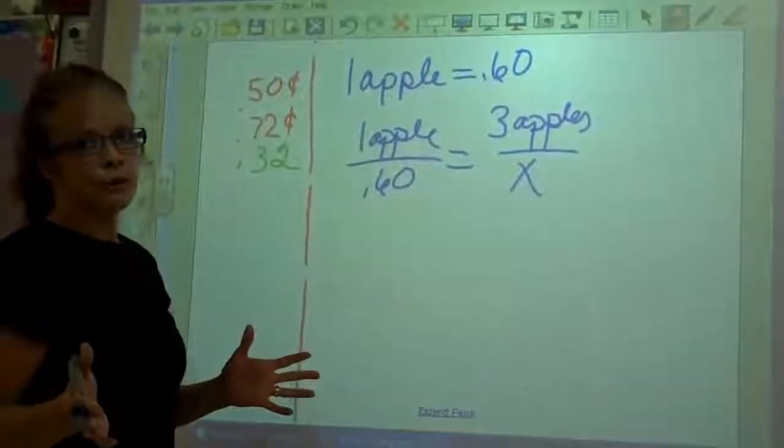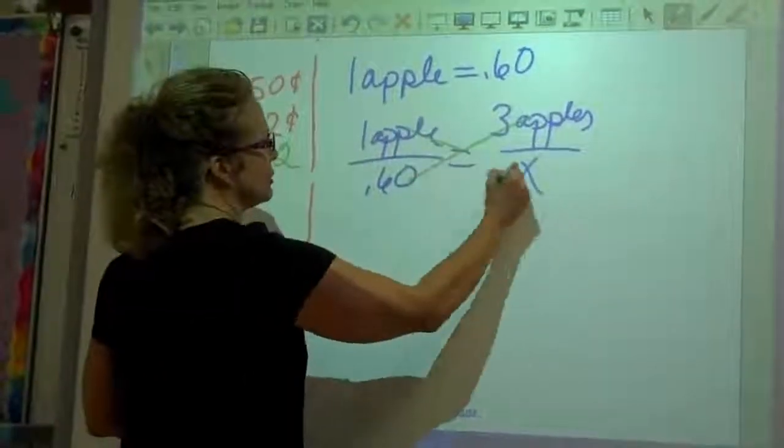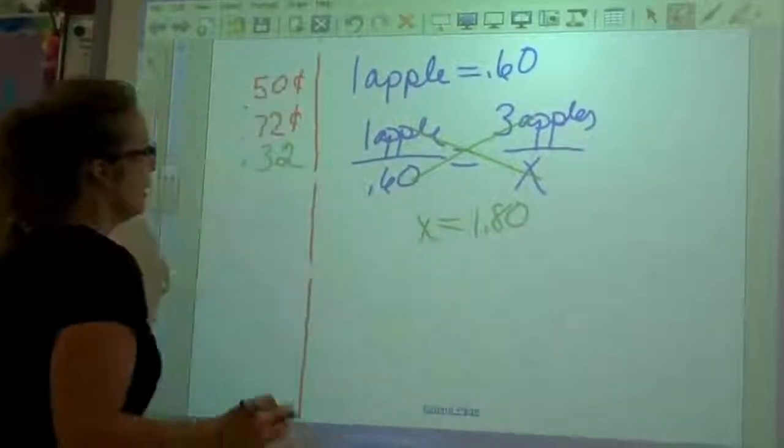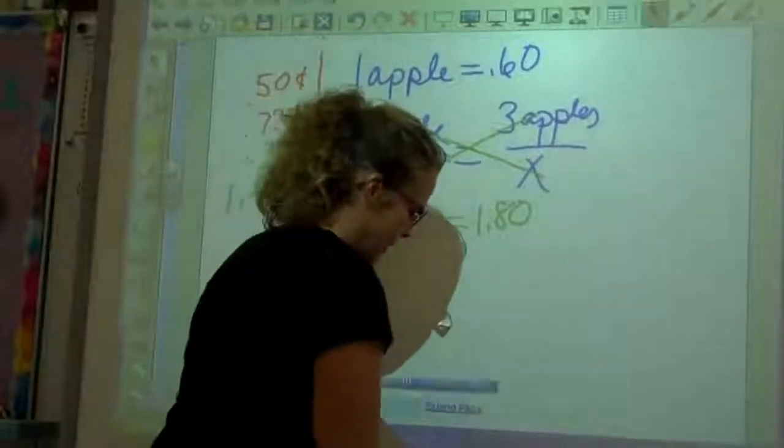For most of you, you could figure this out without going through this process, but just in case, you cross multiply and you get x equals $1.80. Okay, so we're going to add $1.80 to our list of prices over here and move on.